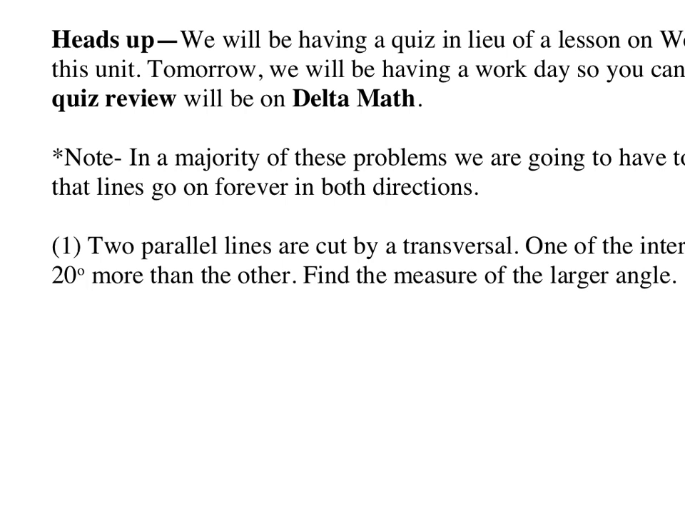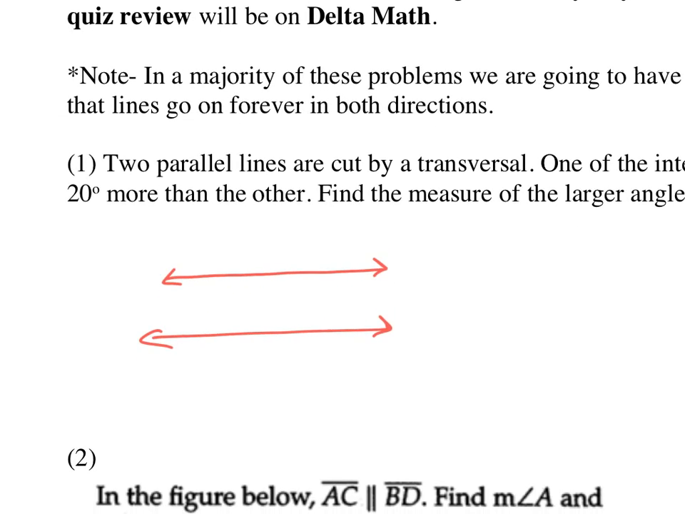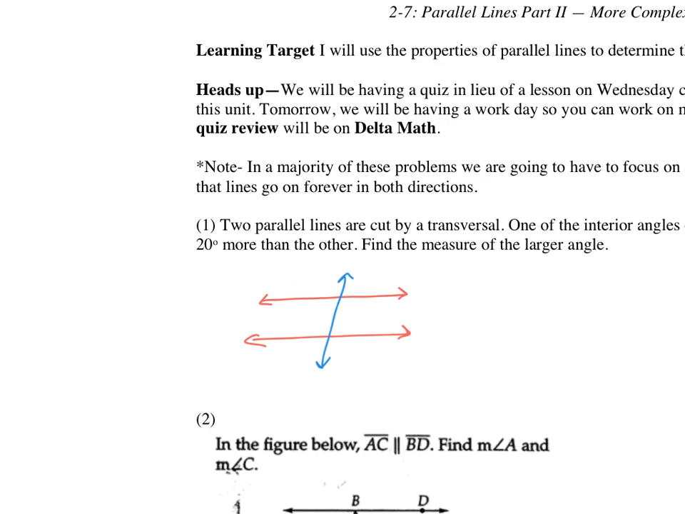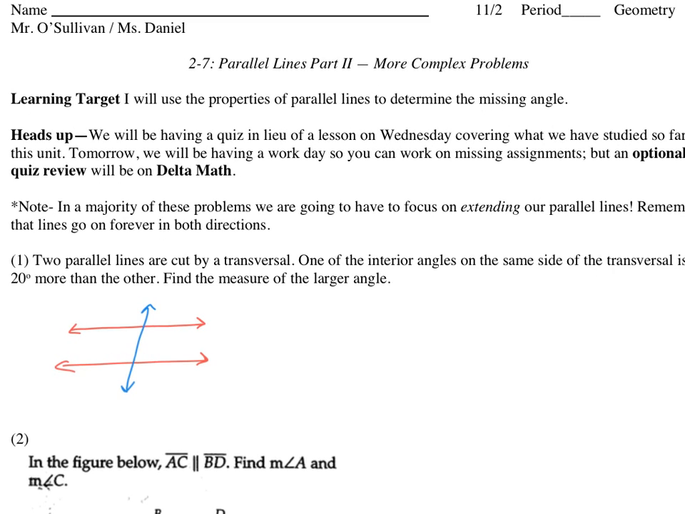So I have 2 parallel lines cut by a transversal. I know parallel lines are never going to intersect, so I'm going to draw 2 parallel lines. They don't have to be perfect. Remember, Mr. O'Sullivan does not have a bachelor's in art. He has a bachelor's in math. And now I'm going to draw my transversal, which is the line that intersects my 2 parallel lines to create my angle relationships. Okay. One of the interior angles on the same side of the transversal is 20 degrees more than the other. Find the measure of the larger angle.